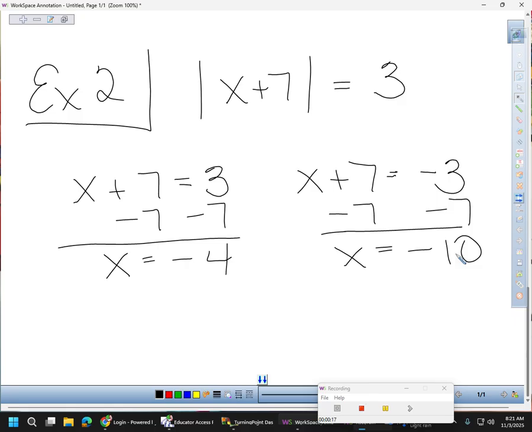So you've always got to have 2 answers. There's always 2 spots from 0. 0's in the middle. There's always going to be a number on this side and a number on this side that make it work. No? Yes? Let's try another one.